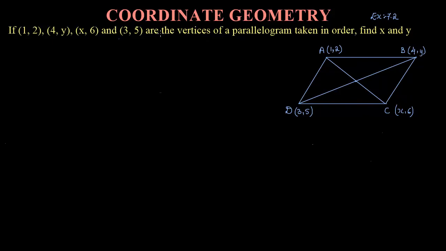And they have said that these are the vertices. Vertices is nothing but the plural form of vertex, which has the meaning of a point. So there are 4 points which are the vertices of a parallelogram and they are taken in order, and they are asking you to find the value of x and y.